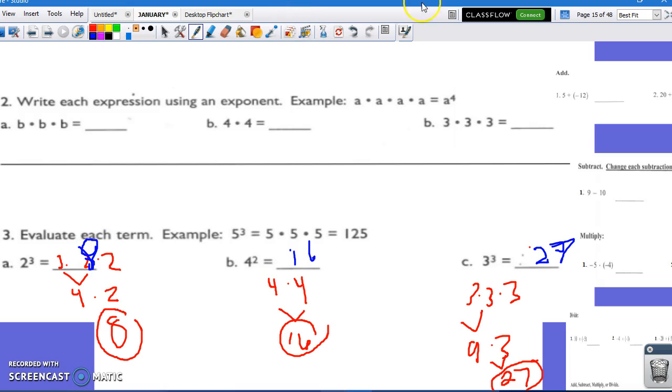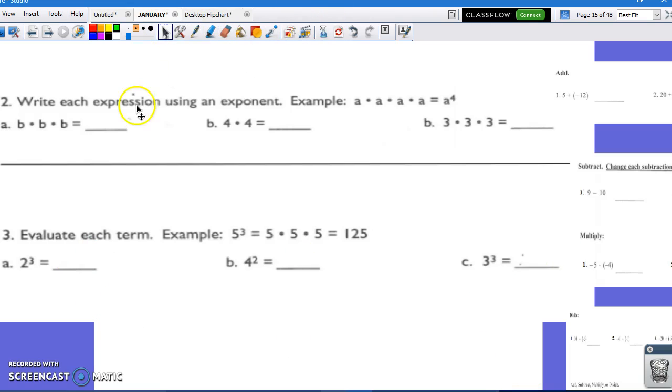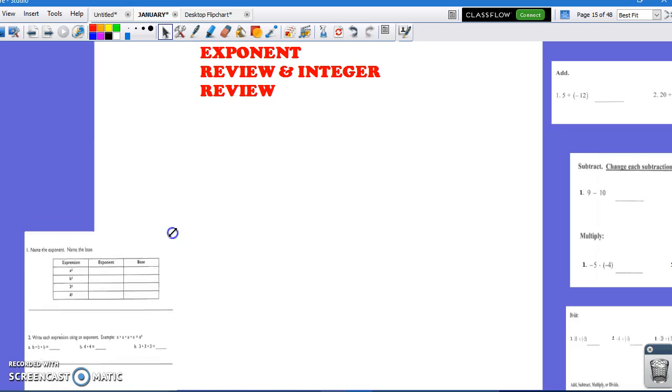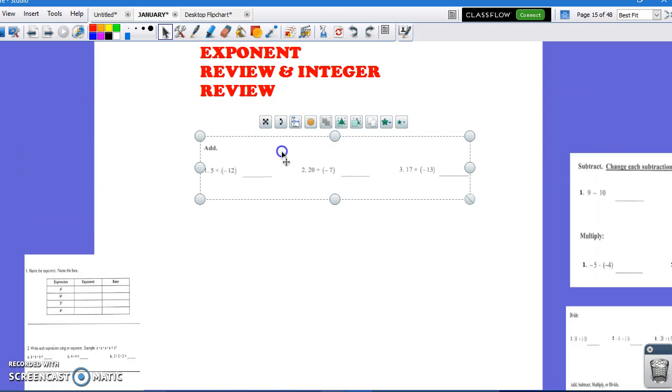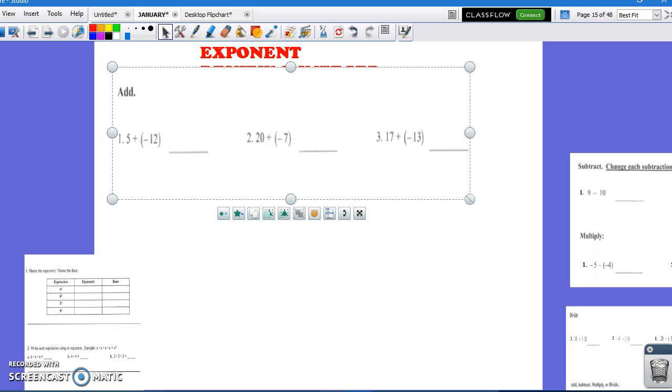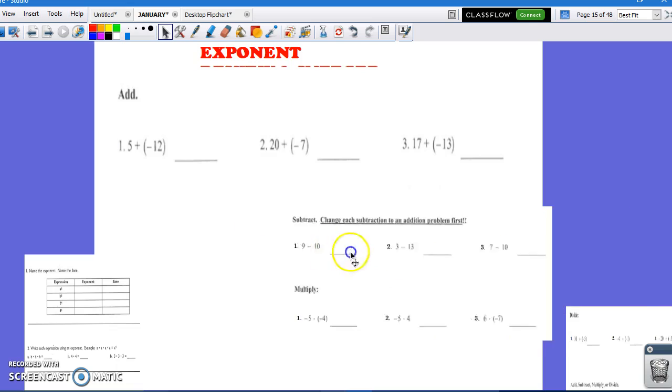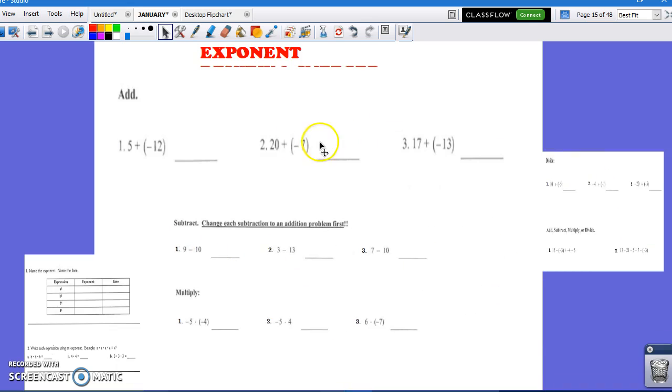Now, I think what I included on this page was the integer review. And actually, I already did this on another worksheet. Look in the Heart Academy, you'll see integer review, and it's the same problems of adding, subtracting, multiplying, dividing integers. So this one kind of doubled up. I'm going to keep this video short because it was just a review on exponents, and we will move along.